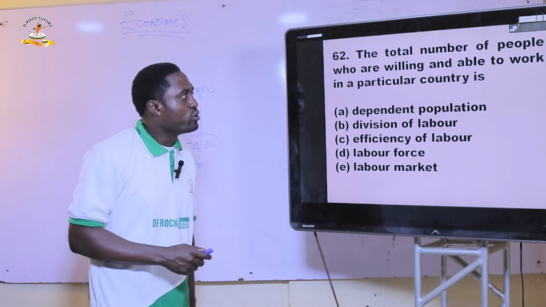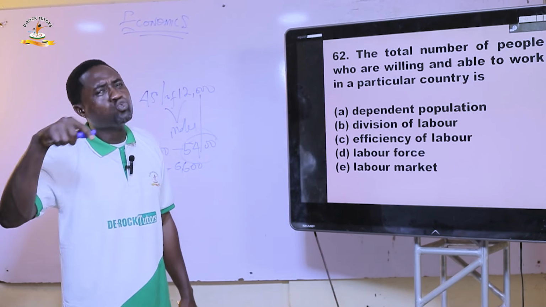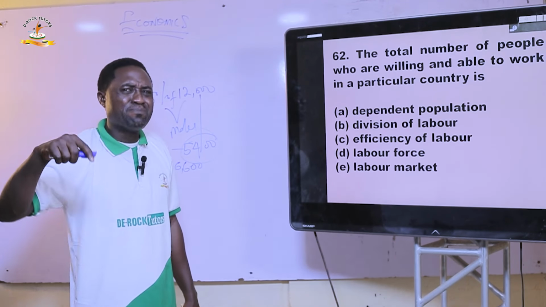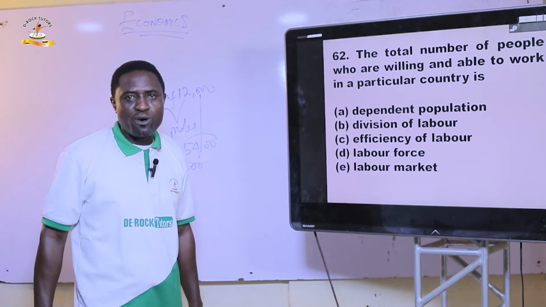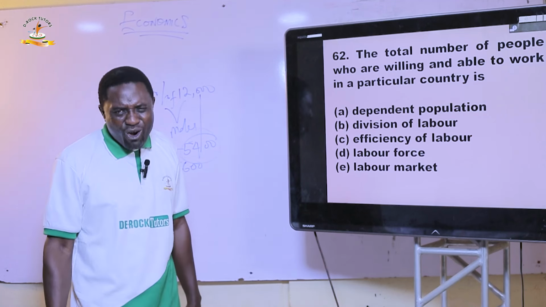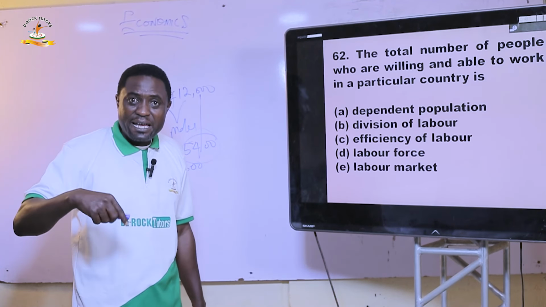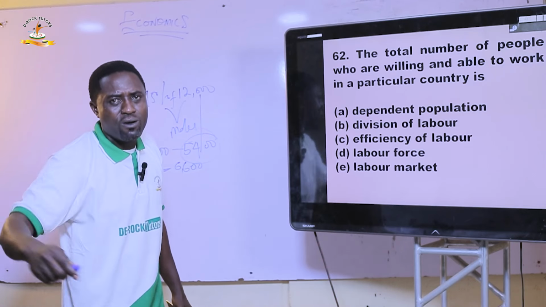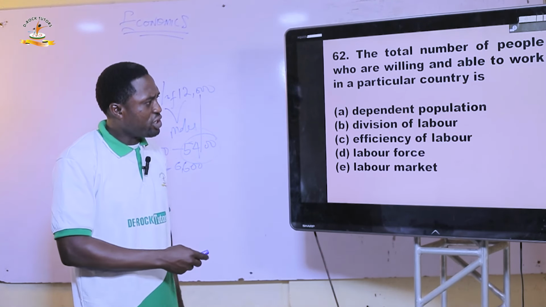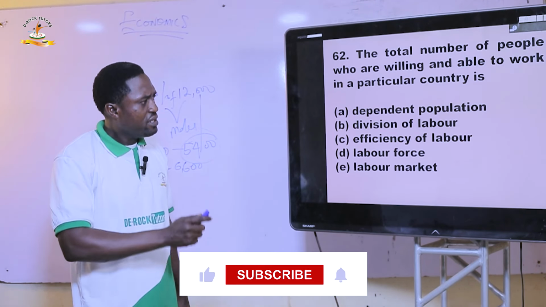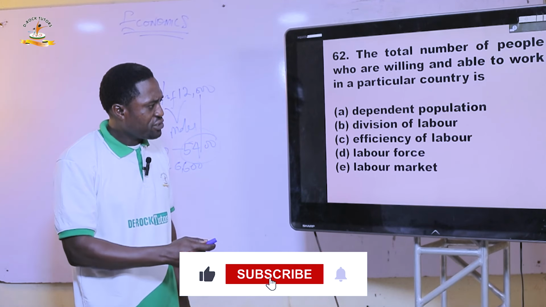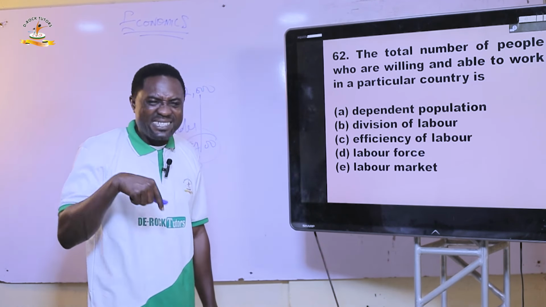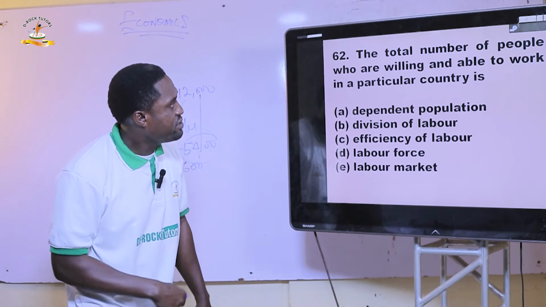The total number of people who are willing and able to work in a particular country, we call them labor force. Dependent population, A. Division of labor, B. Efficiency of labor, C. Labor force, D. Labor market, E. The perfect answer to this question is D, labor force. The next question.